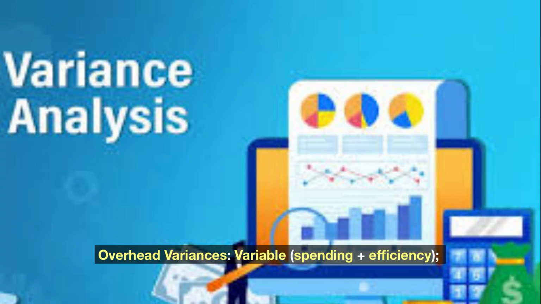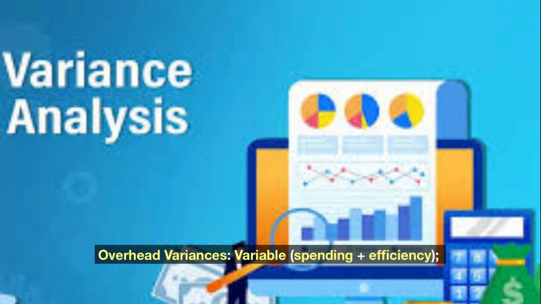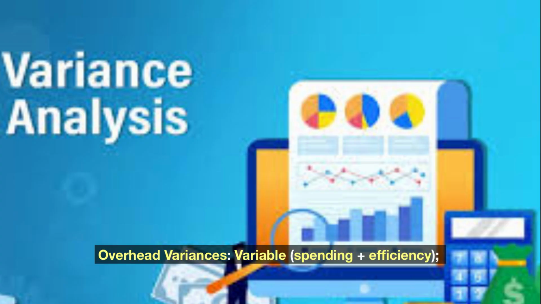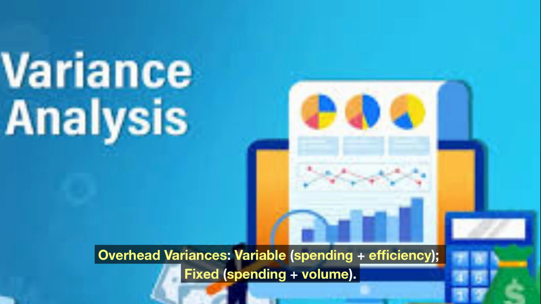Here we also have what are called overhead variances. That is variances in overhead. And we look at the spending variance and the volume variance. Well, here, just know what they are. You will never be asked to calculate it.